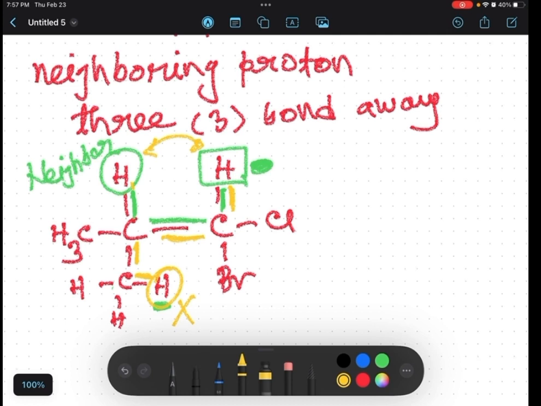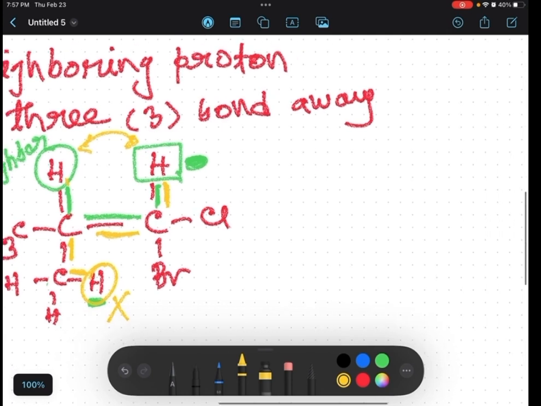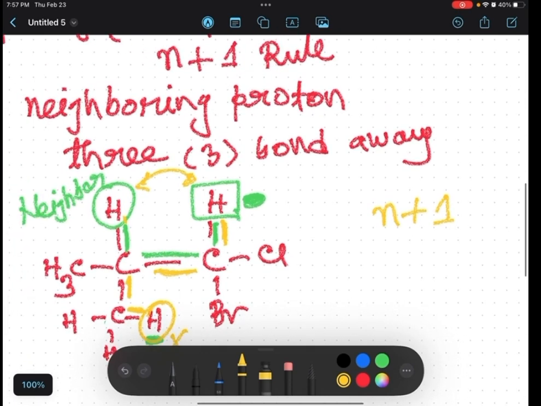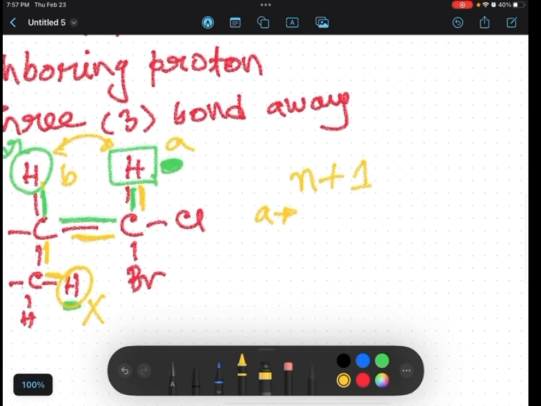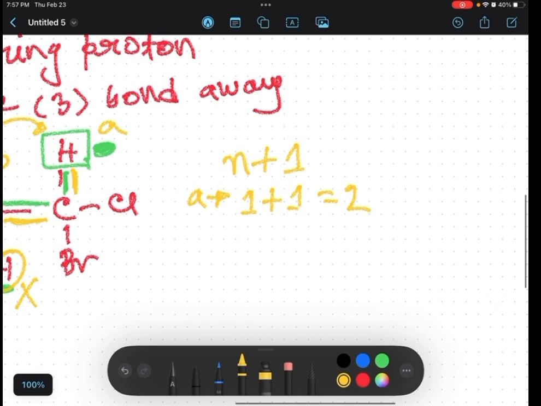Okay, now for neighboring protons, your rule is n plus 1: the number of neighboring protons added up with 1. Suppose in this molecule we say A and B. For the A proton, how many neighbor protons are there? 1. So the n value is 1 plus the rule's 1, so you will get 2. That 2 is called a doublet. So that proton will be split like this, that is called a doublet.